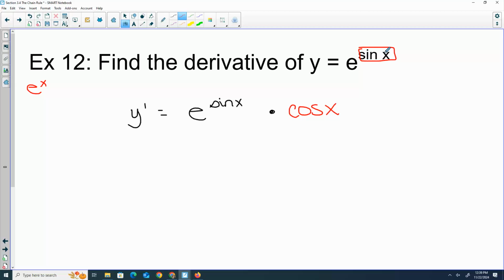And technically, you could do the chain rule if it's just e to the x. It's just e to the x times the derivative of the exponent. What's the derivative of x? 1. And so that's why we always said it's just e to the x. If you do a chain rule unnecessarily, you're just going to be multiplying by 1. It won't change your answer. So really, if it's not a plain x, you have to do the chain rule.